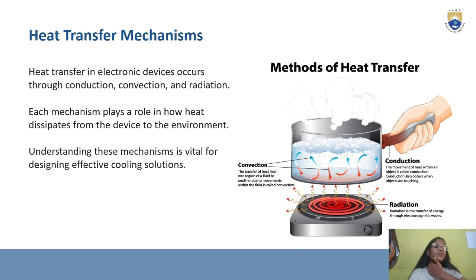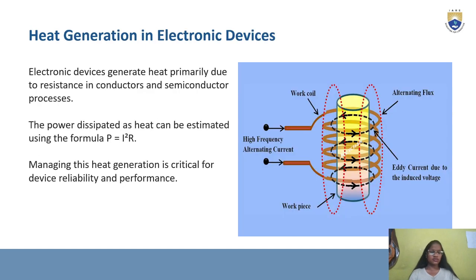Methods of heat transfer. Now, when we place a pan and you try to boil or cook something in it, the handle gets heated too, right? That is known as conduction. And the heat source is known as radiation, and the process going on inside the pan is known as convection. Now, conduction means the movement of heat within an object. Conduction also occurs when objects are touching. Radiation is the transfer of energy through electromagnetic waves. And convection is the transfer of heat from one region to another due to the movements within a fluid.